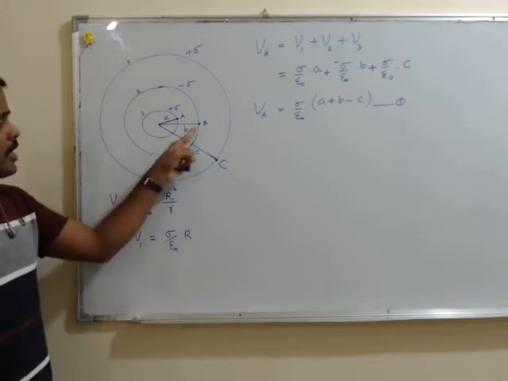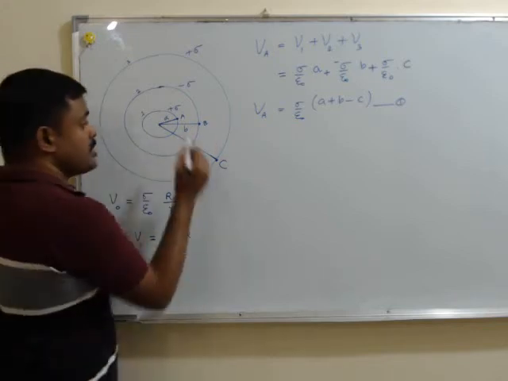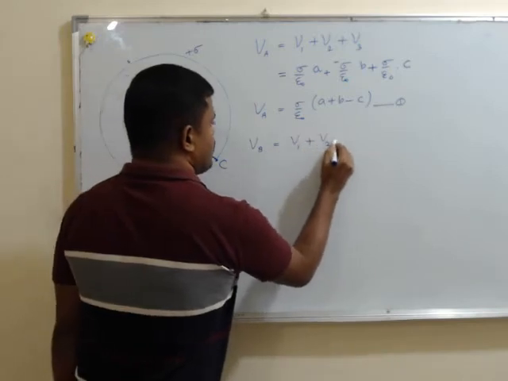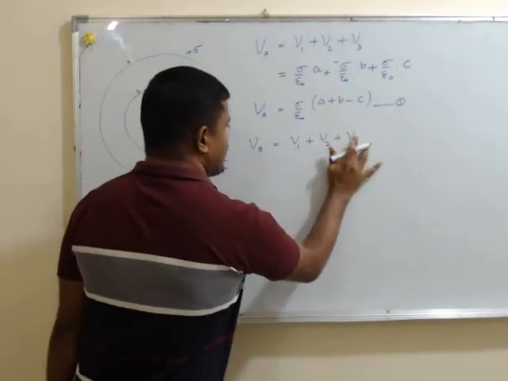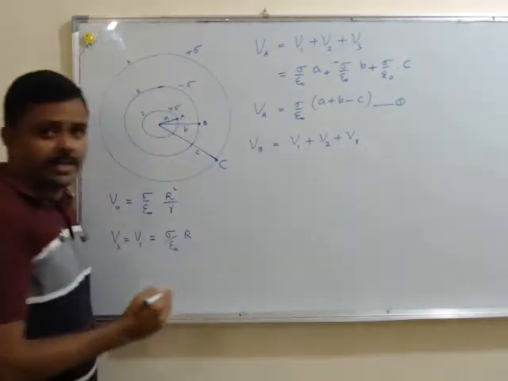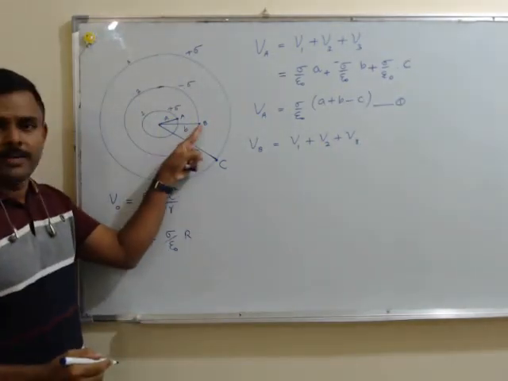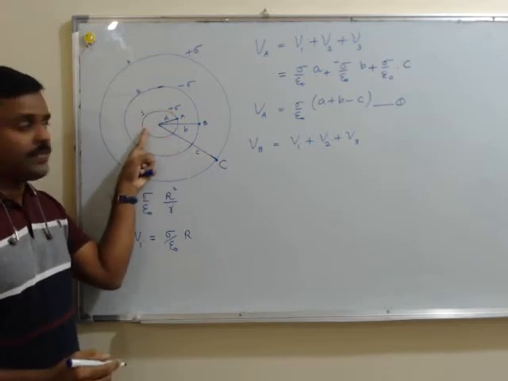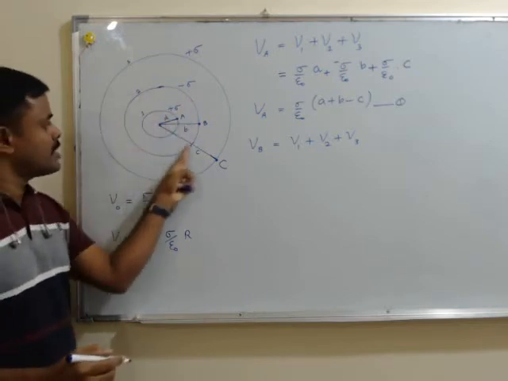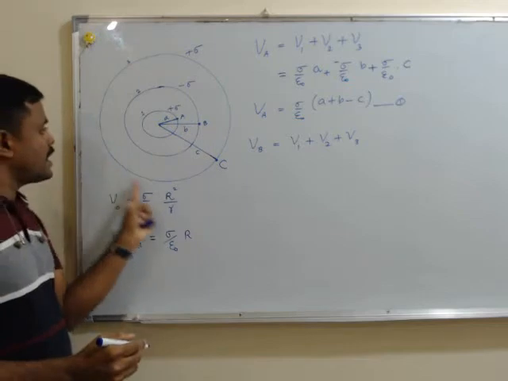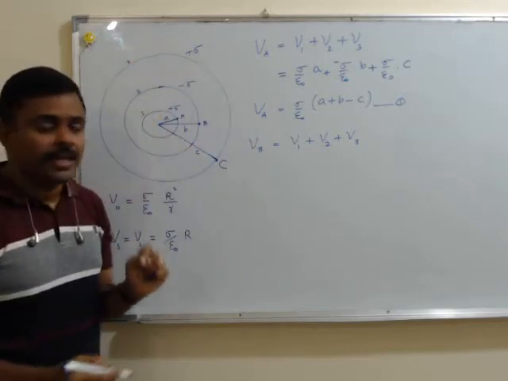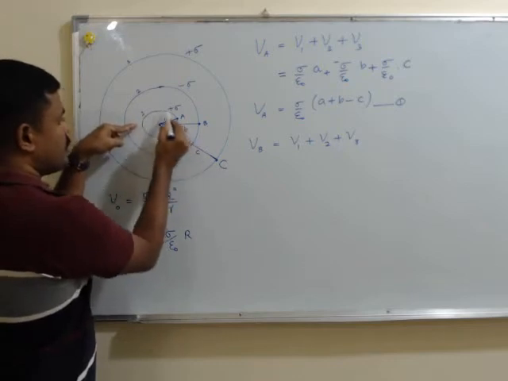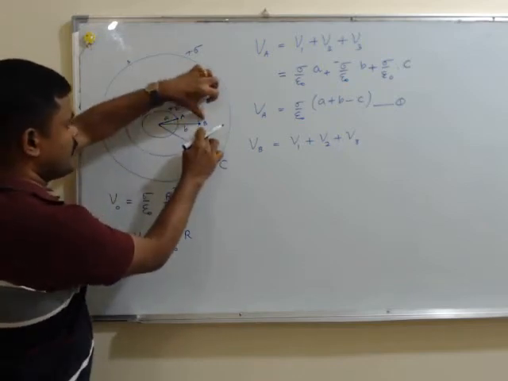Similarly, I'm looking at potential at B now. What is the potential at B? Potential at B also has three contributions, V1 plus V2 plus V3, no? One each from the three spheres. This point is an outside point for the first sphere, a surface point for the second sphere, and an inside point for the third sphere. Okay. So I'm taking them one by one. So I'm writing the potential due to the first sphere at this point.